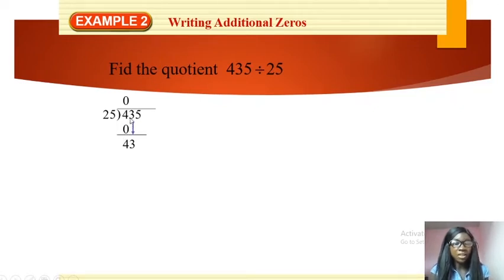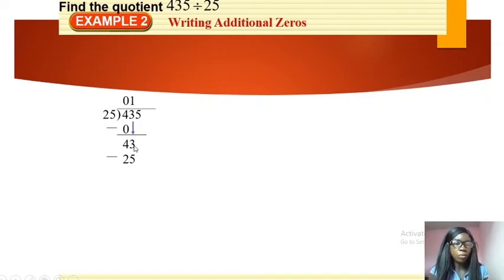We bring down what? The next number, which is the brother, we have what? 3. So this time around we have 43, right? So we have to call daddy back. We have 25 into what? Into 43. So 25 into 43 will just go 1 time. So we have to write 1 here.